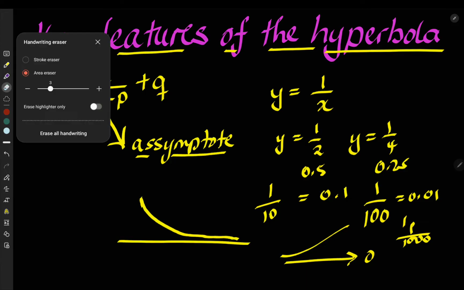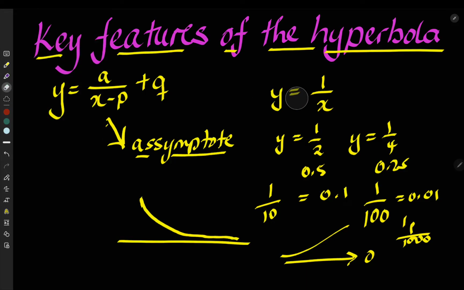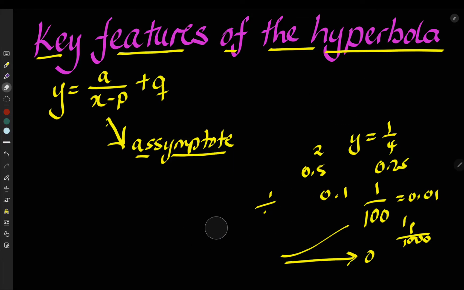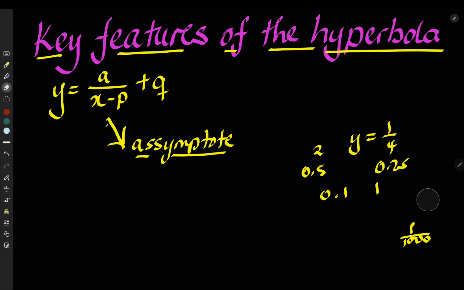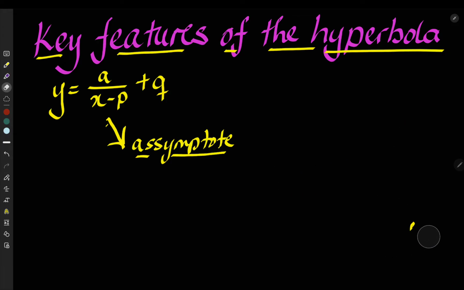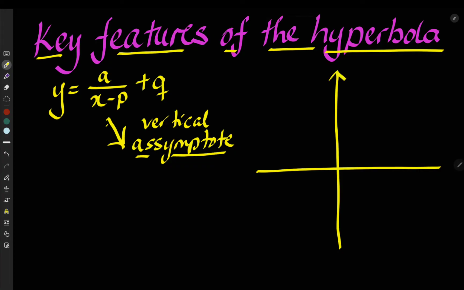So yeah, the graph of a hyperbola has got two asymptotes. So it is the p and the q. The p and the q are the asymptotes. And the p is called the vertical asymptote. So if you have got a Cartesian plane, this asymptote goes like that. You always symbolize it with a dashed line. So that is the asymptote. If it's at 2, that is the asymptote at x = 2.